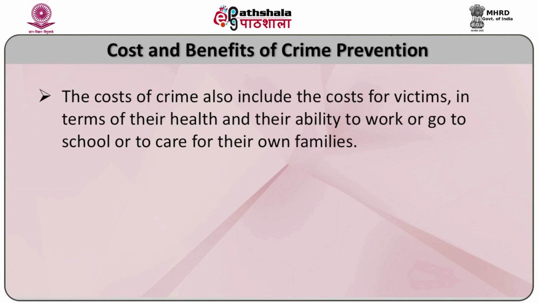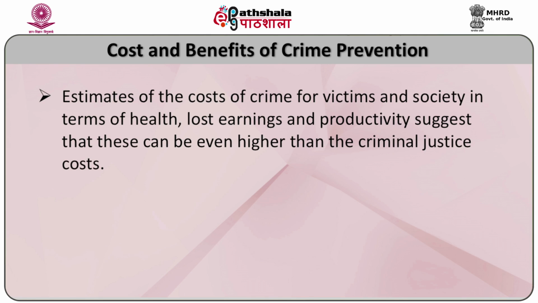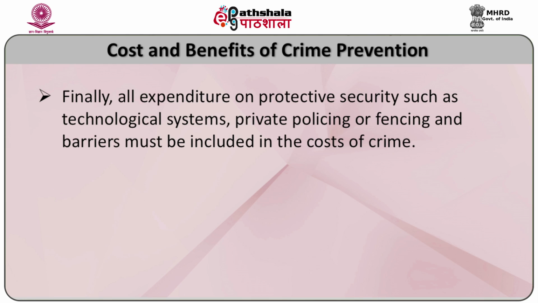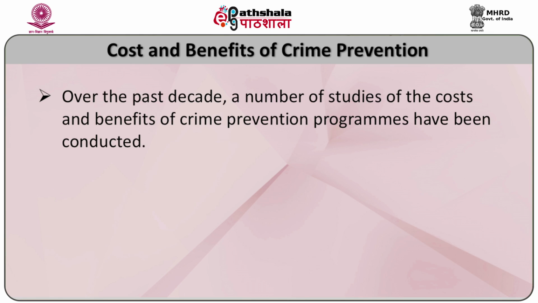The costs of crime also include the cost for victims in terms of their health and their ability to work or go to school or to take care of their own families. Estimates of the cost of crime for victims and society in terms of health, lost earnings and productivity suggest that these can be even higher than the criminal justice cost. Finally, all expenditure on protective security, such as technological systems, private policing or fencing and barriers, must be included in the cost of crime.